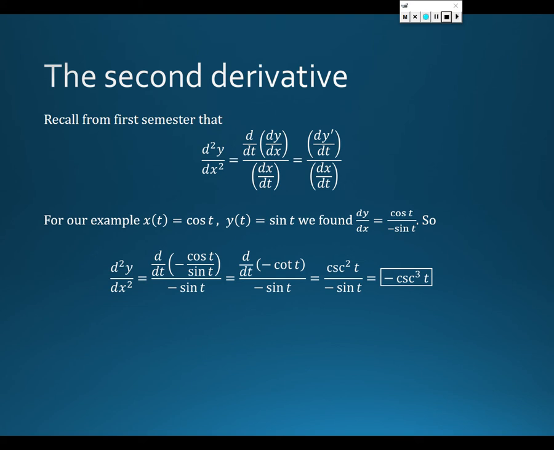Let's see if we can see. I want to make sure that we're okay with why this is written this way too.